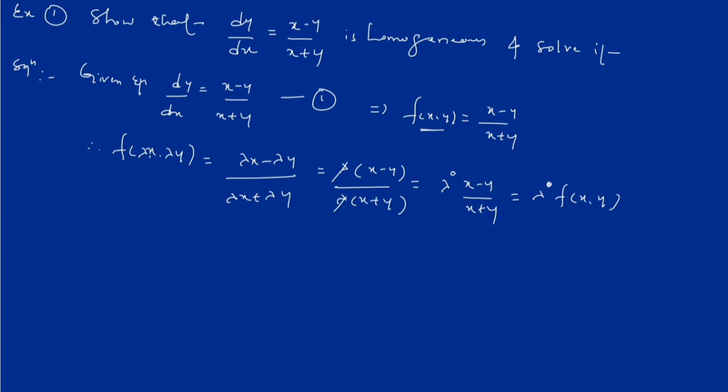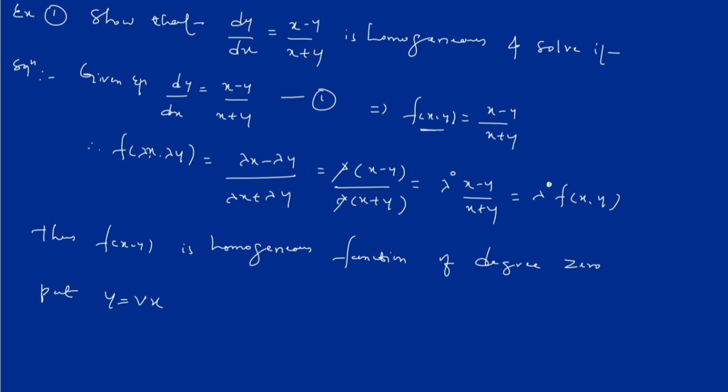Therefore, x minus y upon x plus y, we are taking the order as 0 here. So thus the function f of x comma y is a homogeneous function of degree 0.